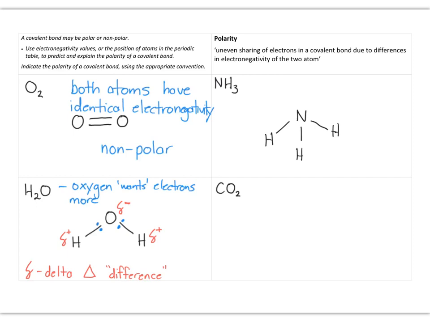Ammonia is... nitrogen is closer to fluorine than hydrogen on the periodic table. So those electrons are going to hang out closer to nitrogen. Because of that, nitrogen has a greater share of the electrons. Remember, nitrogen also has this unbonded pair of electrons up here that gives it the 8 electrons.